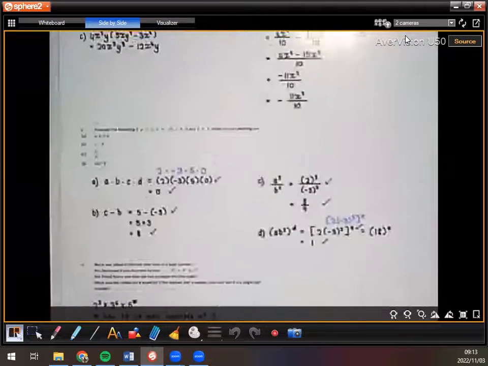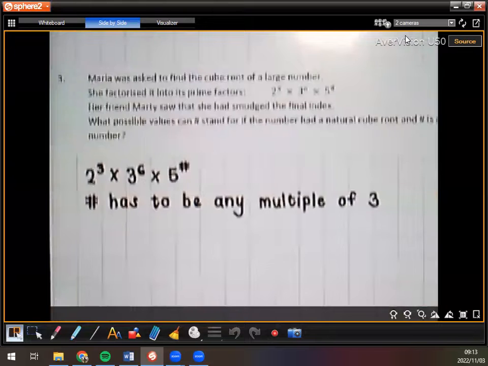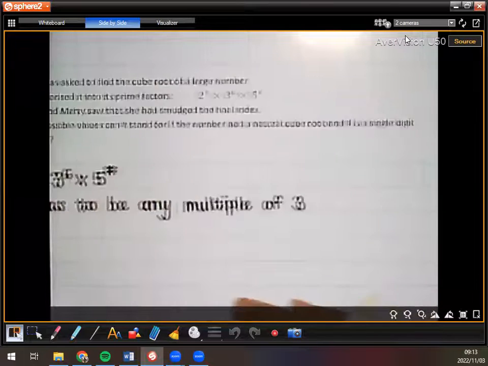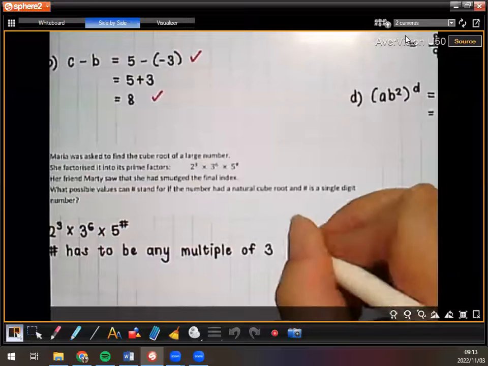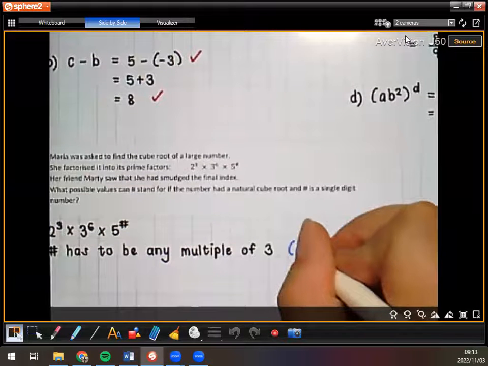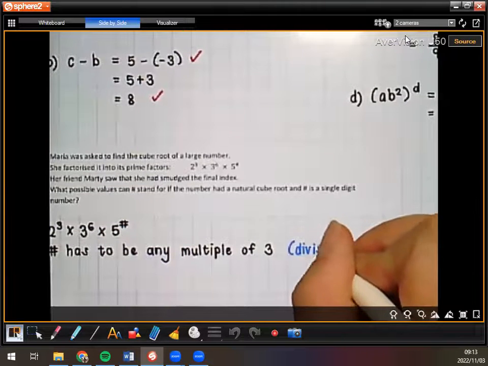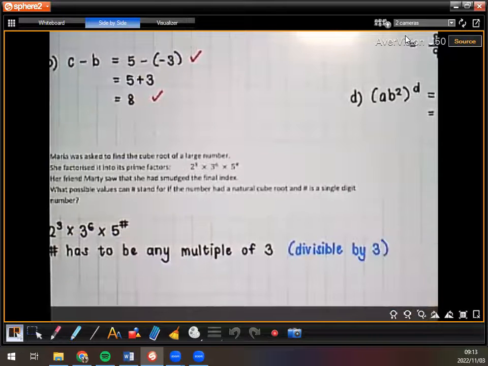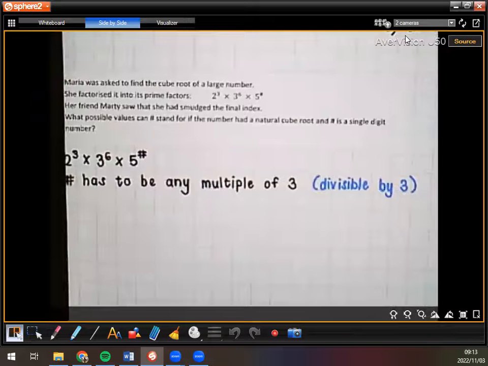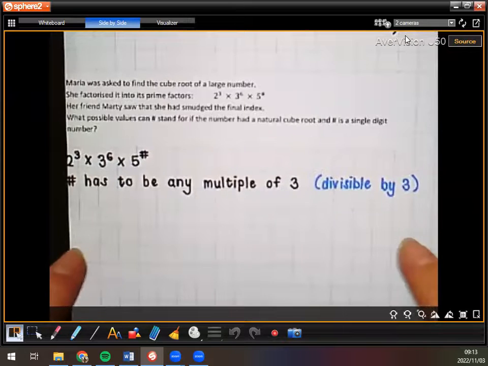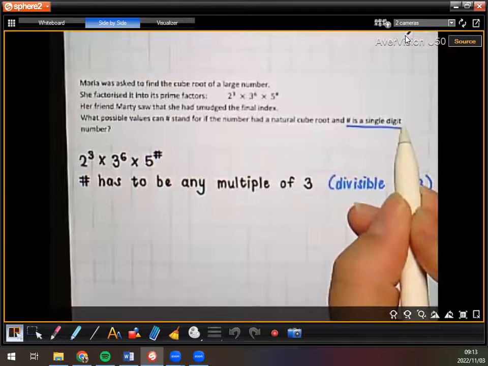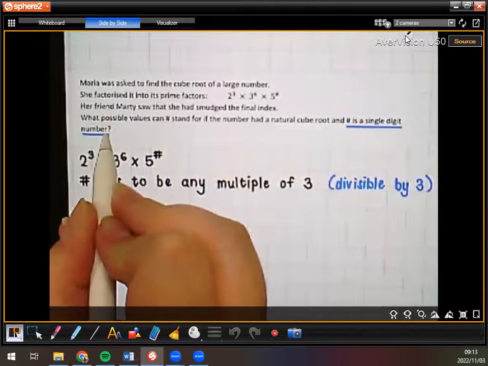Okay, so let's quickly go back to this, because I didn't read that last bit of it. The hash has to be any multiple of 3, or you can write, if you prefer, divisible by 3. That's also fine. If something is a multiple of 3, then it is divisible by 3. Okay, you might understand that a bit better. But then they actually said in this last section, and this is what I missed, that hash is a single digit number.